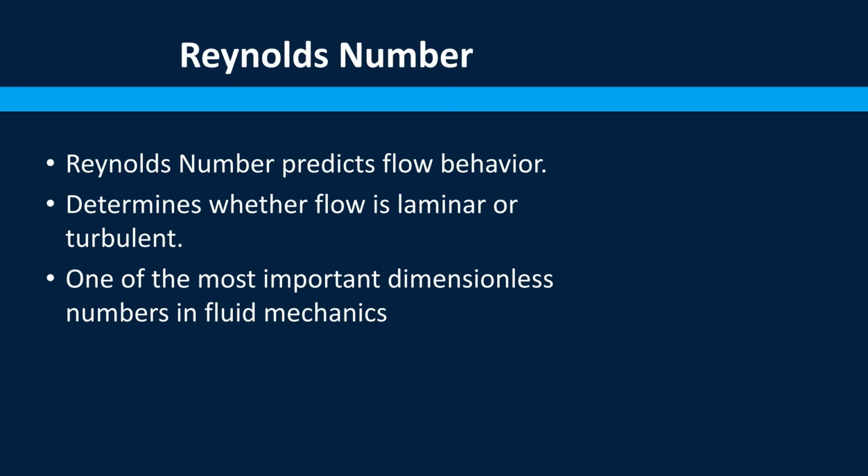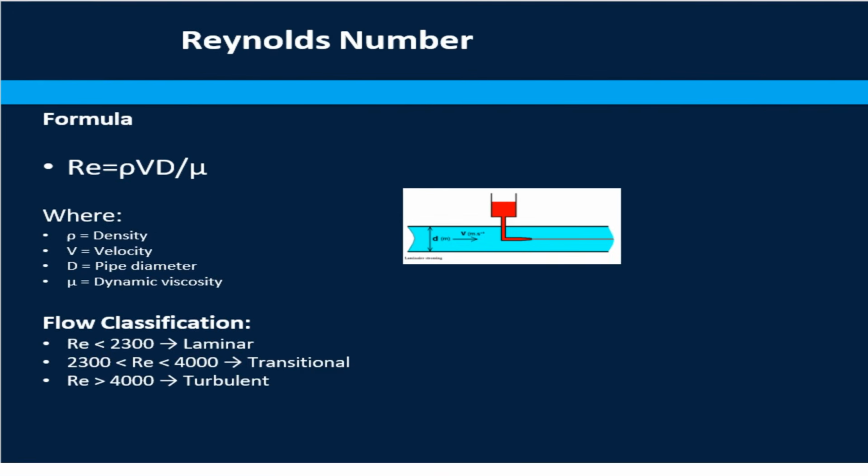The Reynolds number is one of the most vital dimensionless values in fluid mechanics. It allows us to predict flow behavior and determine whether the fluid state is laminar or turbulent. The formula for the Reynolds number incorporates density, velocity, pipe diameter, and dynamic viscosity. Based on the calculated value, we classify the flow as laminar, transitional, or turbulent.